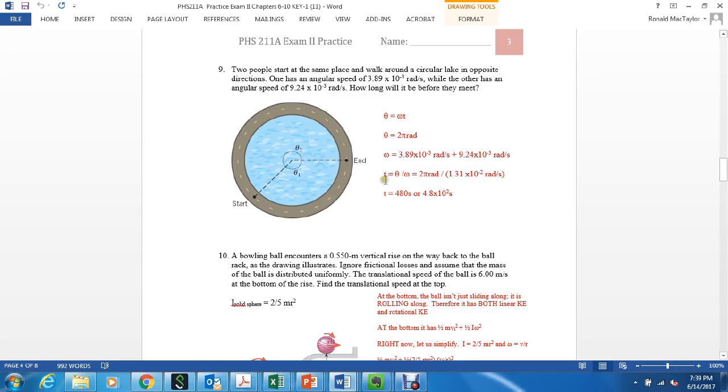So time equals distance, 2 pi radians, divided by their combined angular velocity, and we wind up with 480 seconds.